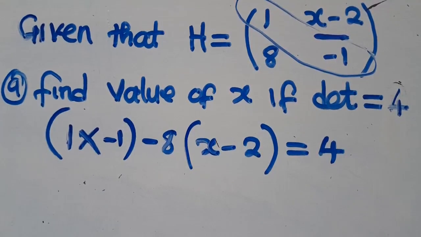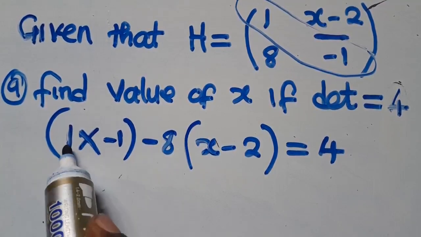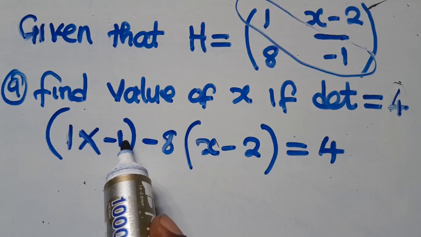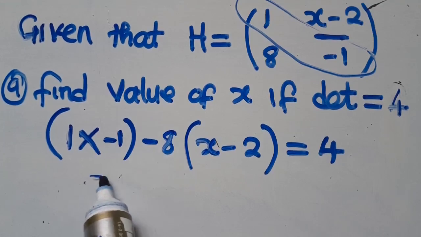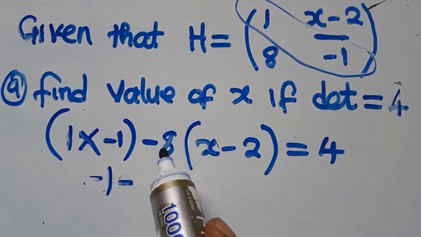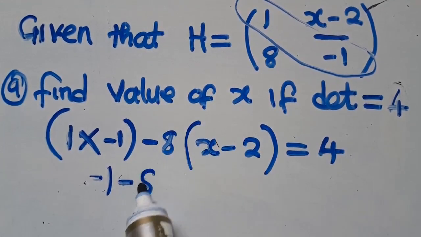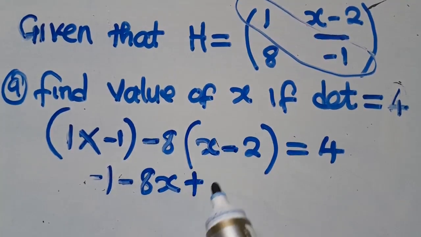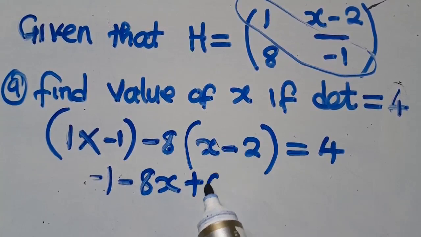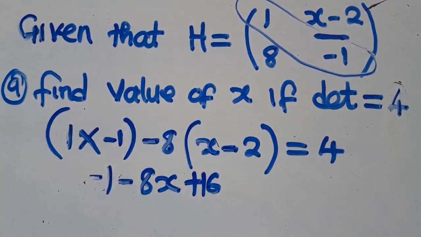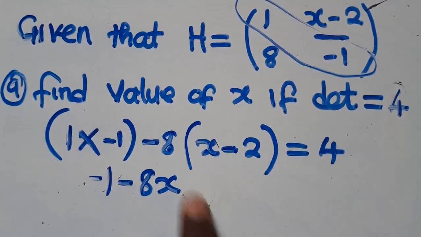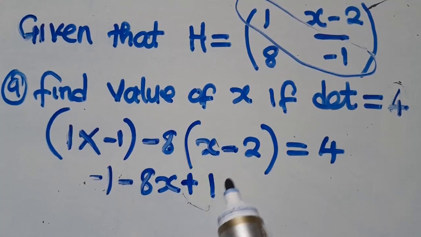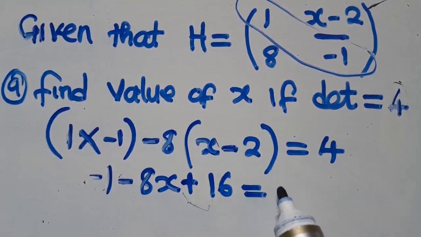This is how we need to do it, and these are the procedures that you need to follow. After you do this, you start multiplying. What is 1 times negative 1? That's negative 1. Minus negative 8 times x, negative 8x. Negative times negative, that's positive. 2 times 8, 16. So you get a 16 there. So plus 16, which is equal to 4.